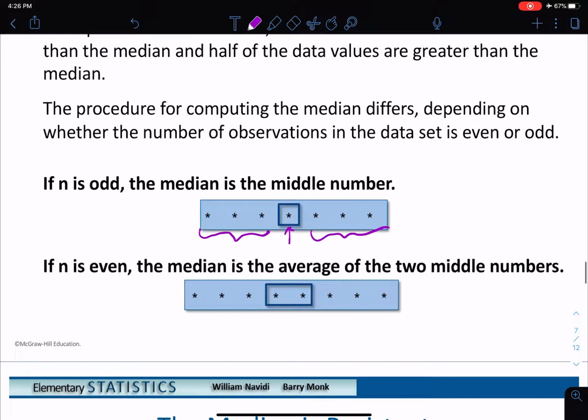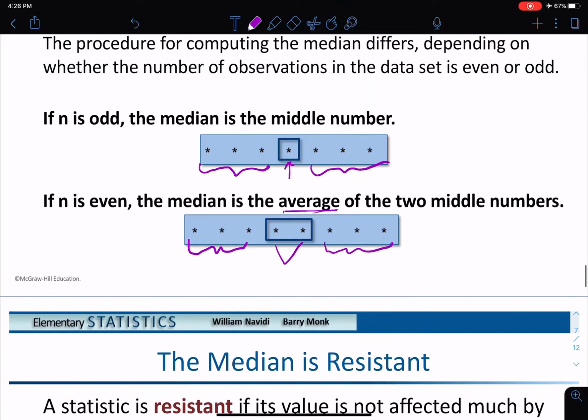Now, if you have an even number of data, the problem is you're going to have the same amount on the left and right, but then you're left with two values in the middle. In that case, you just find the mean, or let's just say the average, so we don't confuse that, of the two middle numbers, which basically means you add those two numbers up and divide by 2.